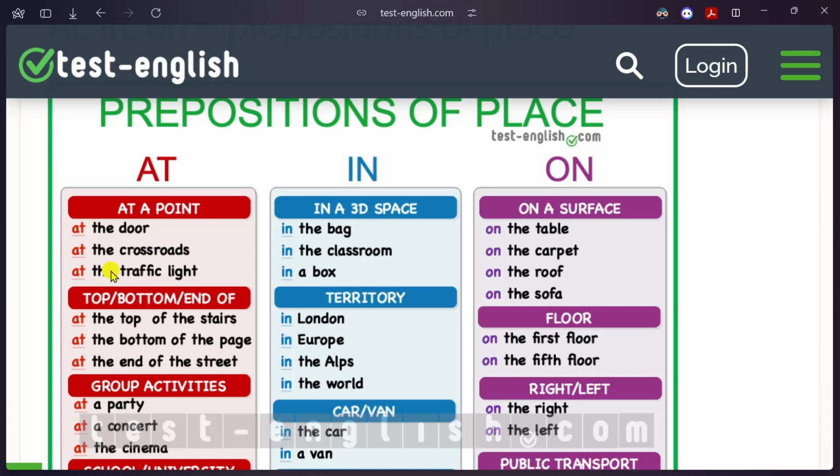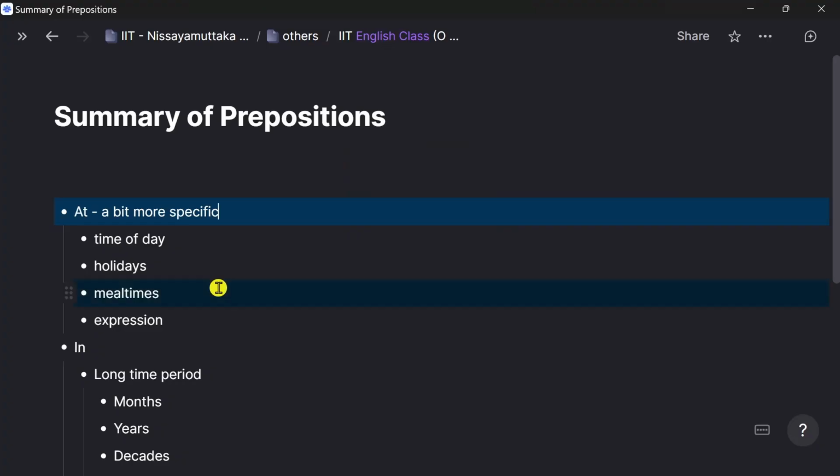Remember, at the doors, at the crossroads. Remember, like, what is the name? At the traffic light. When you're driving, you have to stop at the traffic light. Not on or in, okay? At the traffic light. So, specific points, okay?